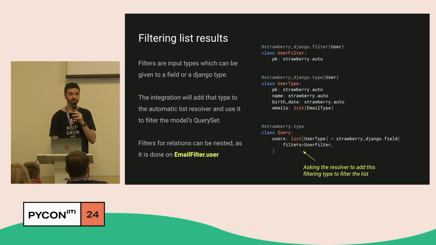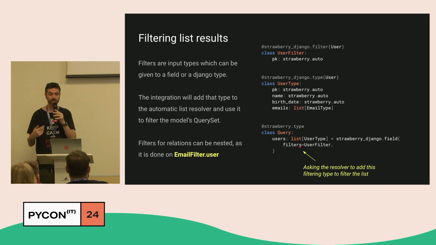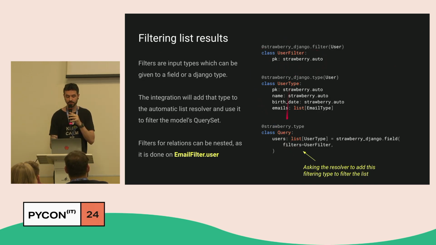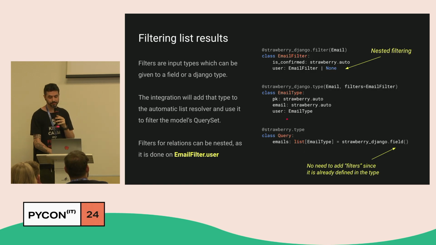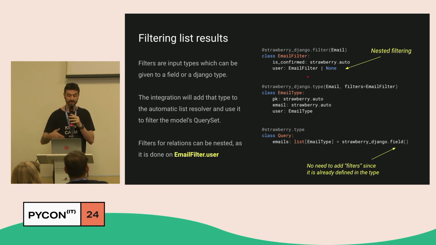And then I can pass it to the users in here. So what I am doing here is telling it, when you generate the resolver, add filters to it, so the user can do filtering using this. The same goes for, it can even be nested, just like in this example. I have an email filter, and you can see that I am reusing, and there is an error in here, I'm sorry. This should be written user filter.